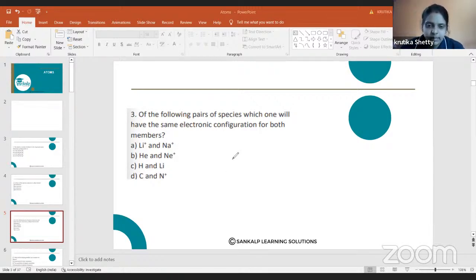We know that carbon has atomic number 6, right? And here it is nitrogen plus, N plus. If it were only nitrogen, it would be 7. But it is N plus, so it is giving out 1 electron. Therefore it is also becoming 6 here. Therefore whatever the pair, option D is correct here. Yes, right.